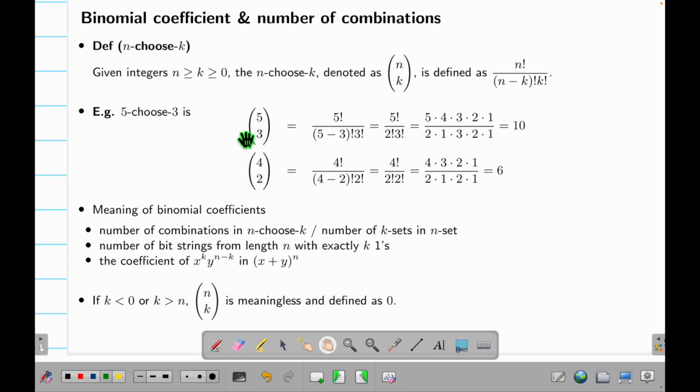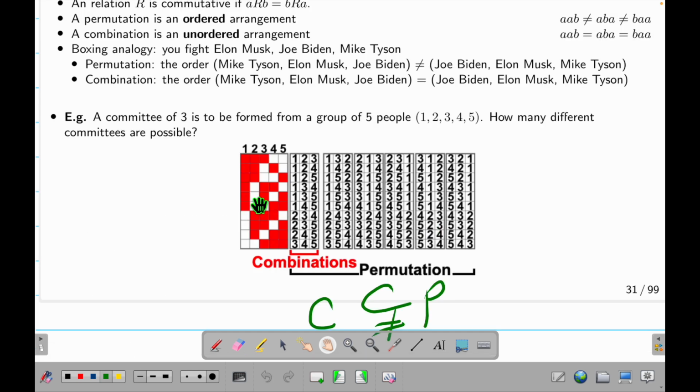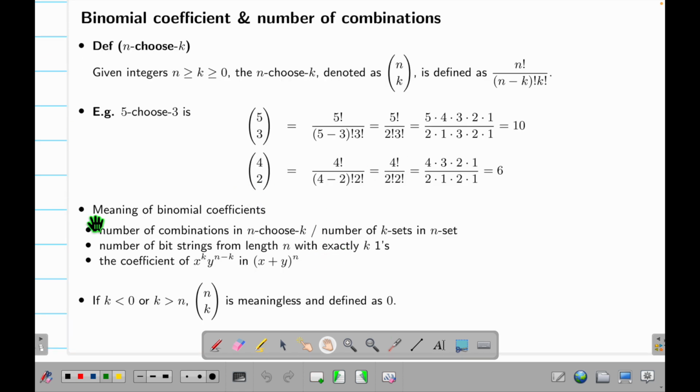So 5 choose 3 means the number of ways you form a k-set, that means a 3-set, in an n-set. All the red have 3 persons, and the whole row has 5 persons. So this is all the possible combinations you can get, 3 persons from 5 persons. You don't care about order. These are ordered, so this is the Mike Tyson, Joe Biden thing. This is not.